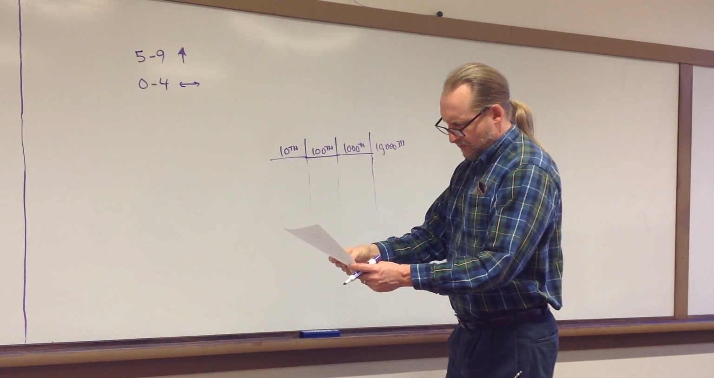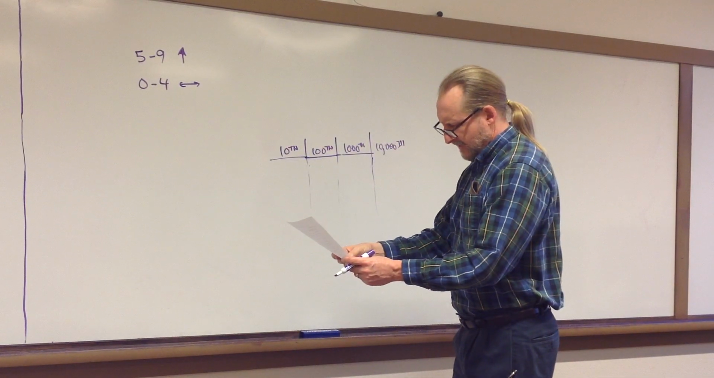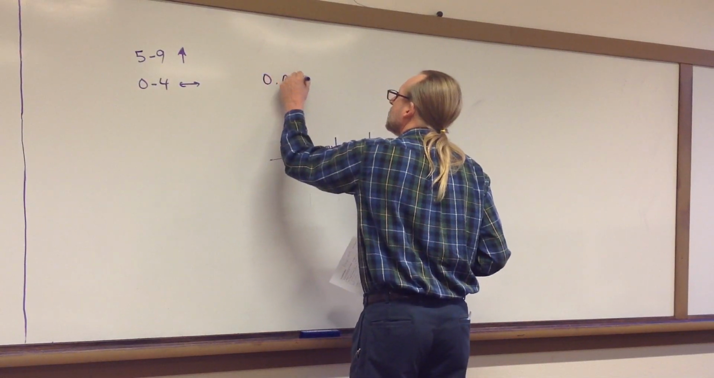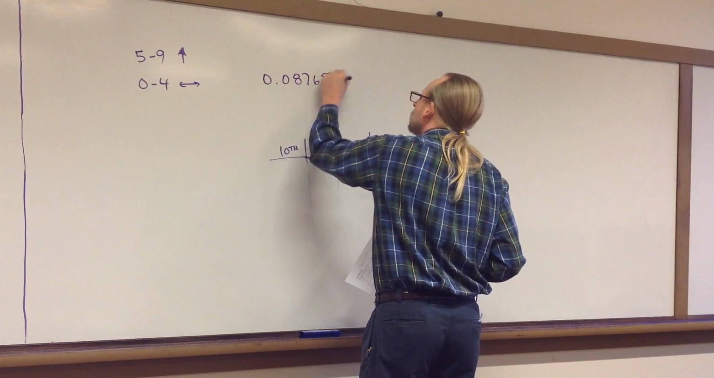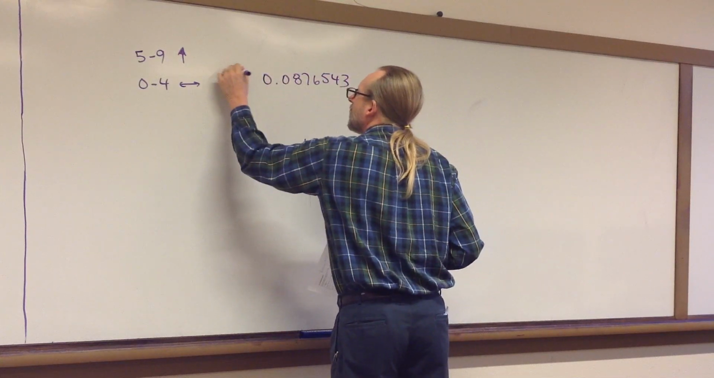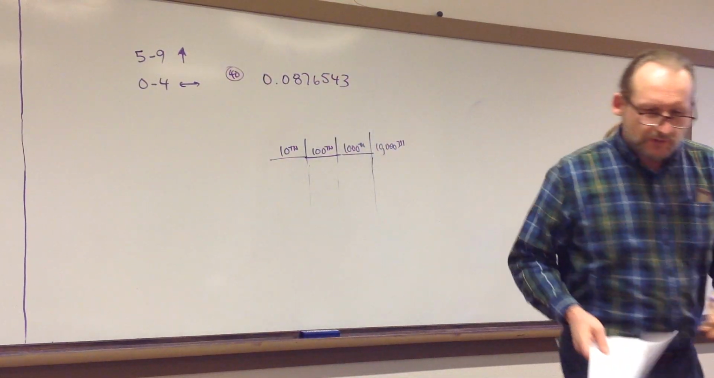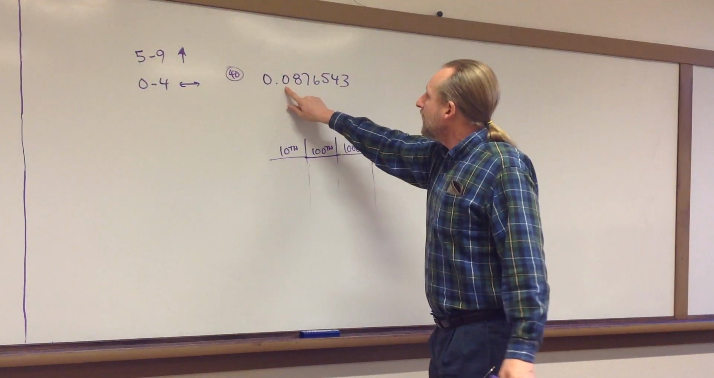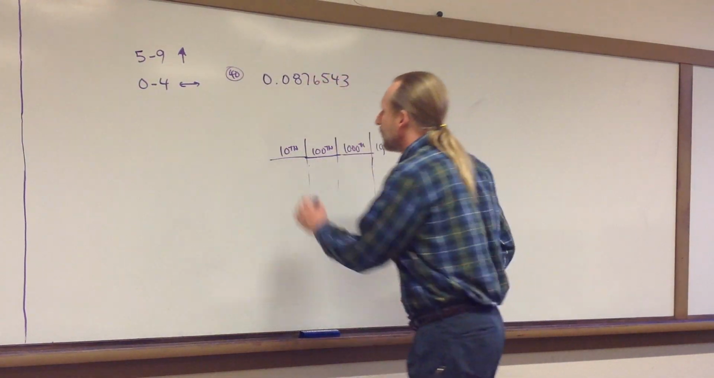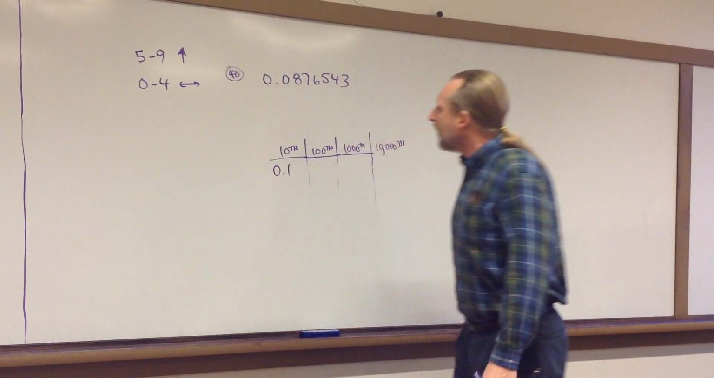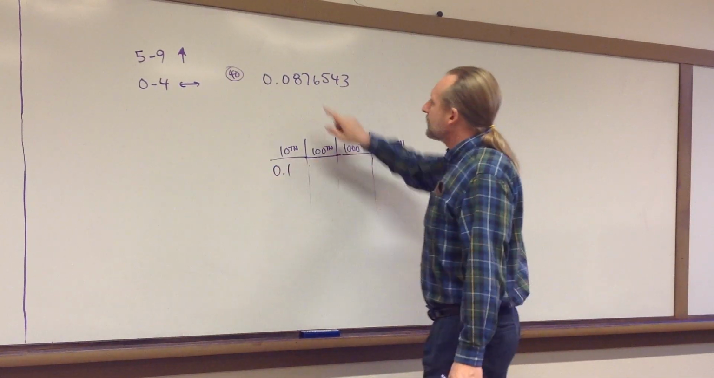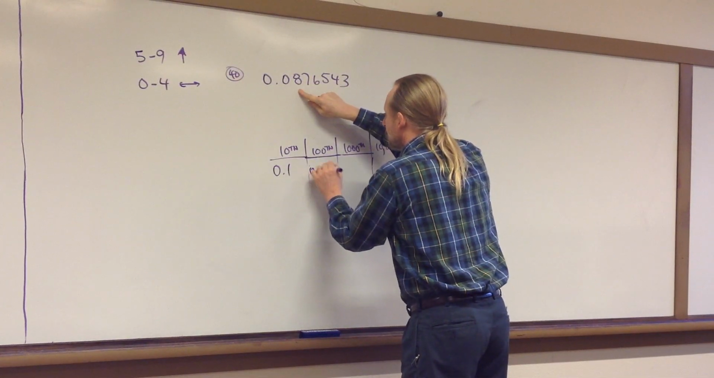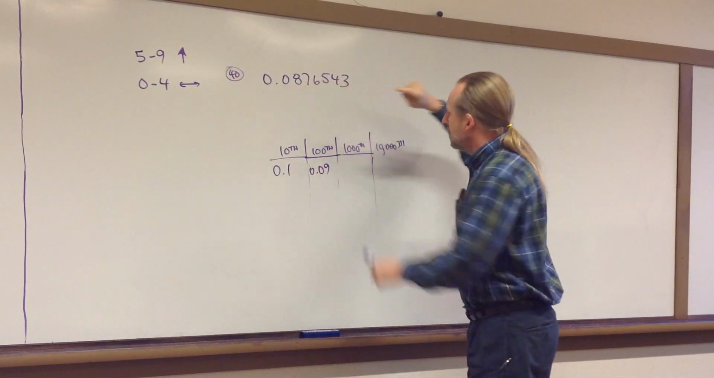Okay, problem 40. 0.0876543. Okay. So the tenths place has a 0 in it. Next to it is an 8. That's going to push it up to 0.1. The hundredths place has an 8. Next to it is a 7. That's going to push it up to 0.09.